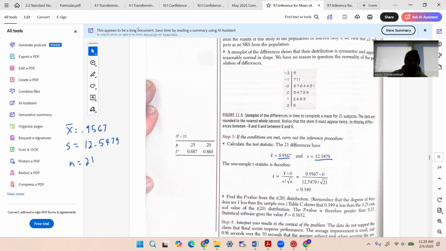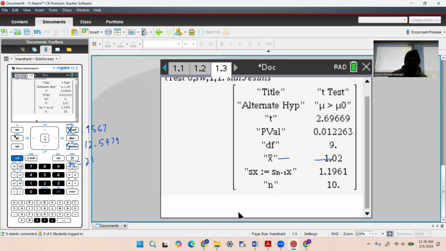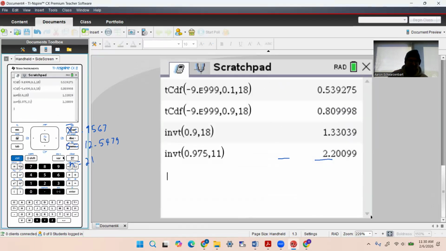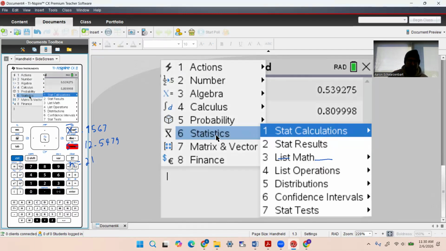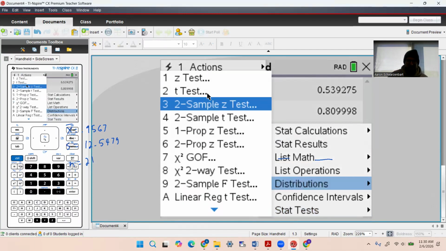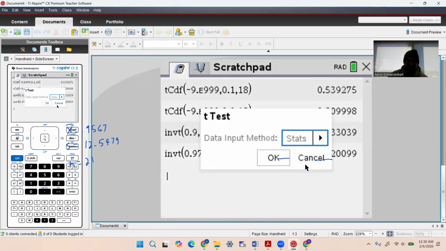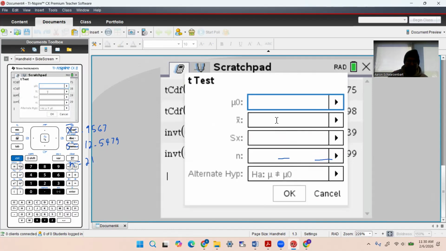That's 12.54. So I'll go to the calculator and run my test. Menu, statistics, stat test, t-test. This time I'm going to choose stats. X bar, mu naught is assumed to be 0. X bar 0.9567, Sx 12.5479, n is 21. And again, we're looking at this one-tailed.